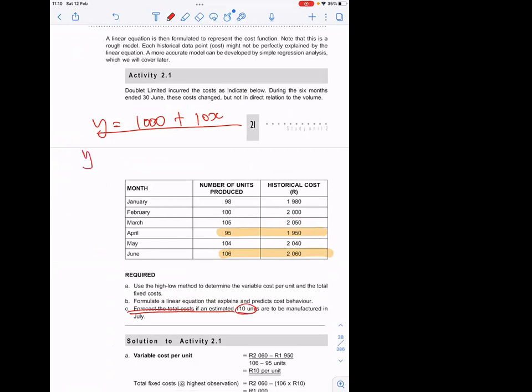So I'll come here and say Y is equal to fixed cost plus variable cost per unit. And we intend to make 110 units. So what is the total cost now of making 110 units? It is going to be 2,100. All right. So that's that.